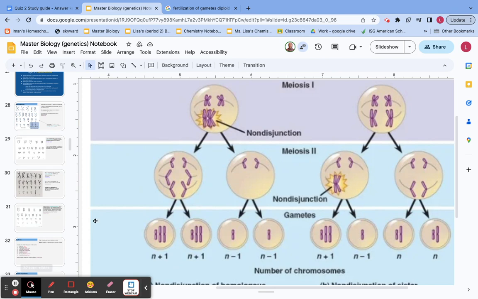One of the misconceptions that I noticed in the Calyx the cat gizmo is people say, oh, Calyx the cat would have some cells missing a chromosome and some cells with an extra chromosome. No, that's not true. Meiosis is happening in Calyx's parents, right? Calyx will inherit just one of these gametes. So he will either inherit a gamete with an extra chromosome or missing a chromosome.